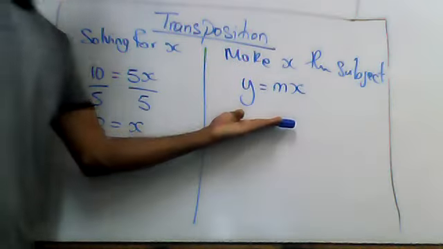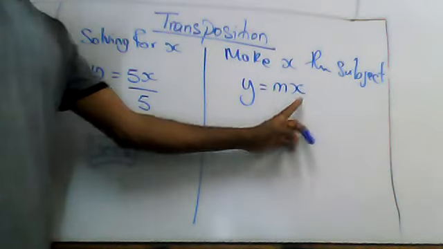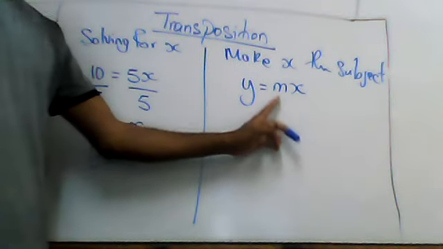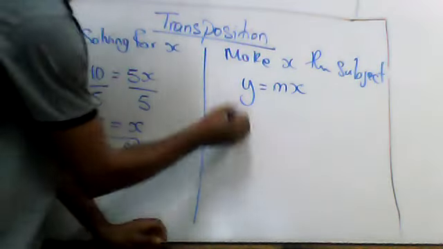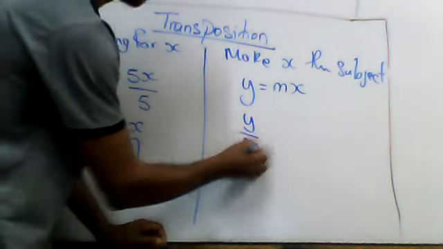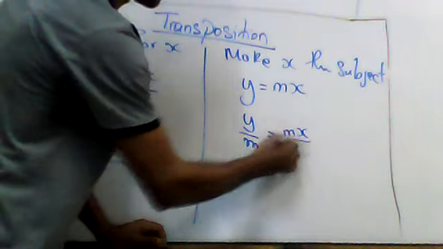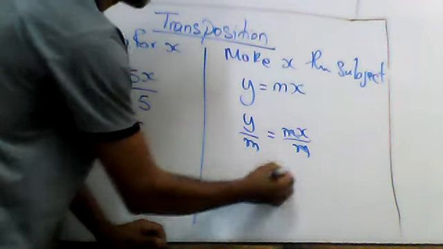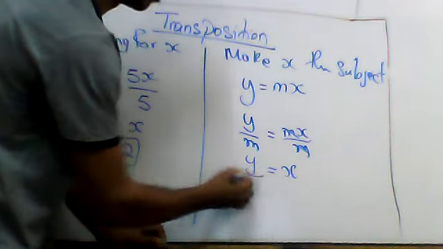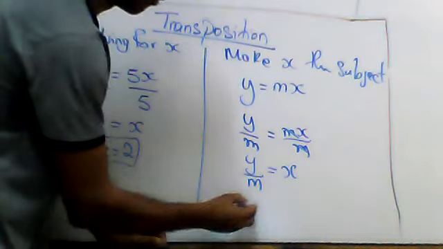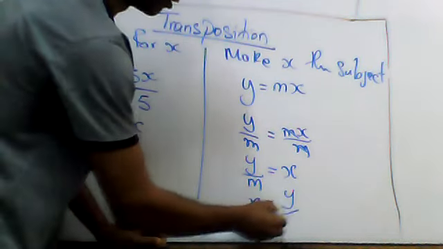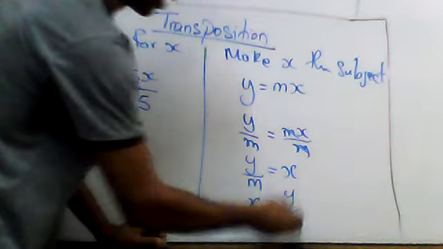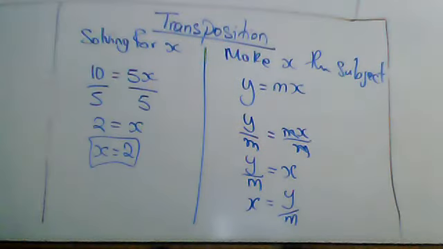So it's the same procedure we're going to carry out here. We need to make x a subject, so we're going to have to divide both sides by m. So y divided by m is equal to mx divided by m. So m would cancel m. So x would be equal to y over m. And as I said before, you can rewrite the subject being on the left hand side. X is equal to y over m. So that is how we would solve a question like that.